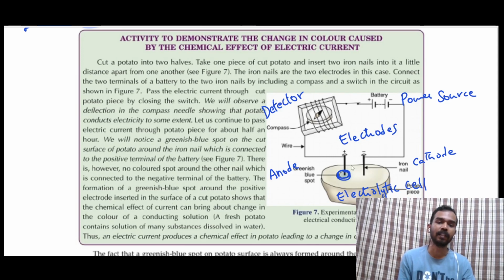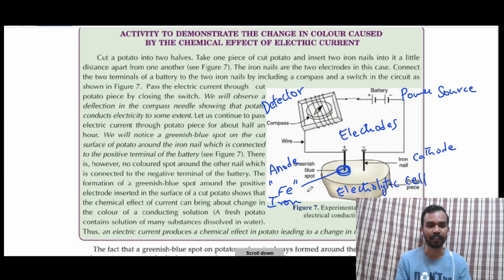So that means green color. So there is some kind of deposition or something. You will see why. And this is an iron nail. Okay, so you can straight away guess something is connected to iron. Why is it coming? Why to that positive electrode only? That we will discuss in detail now.